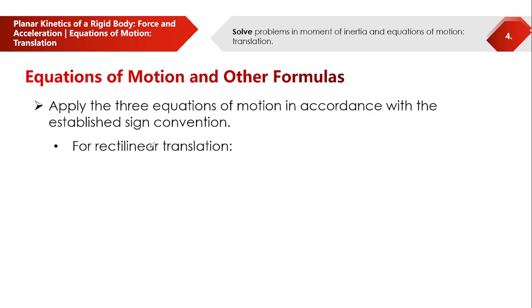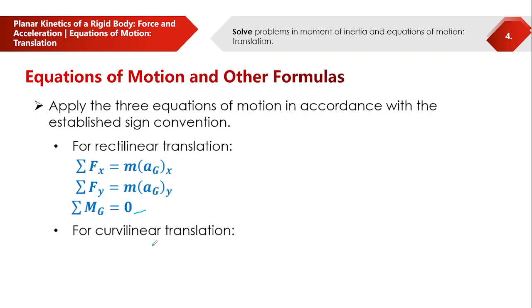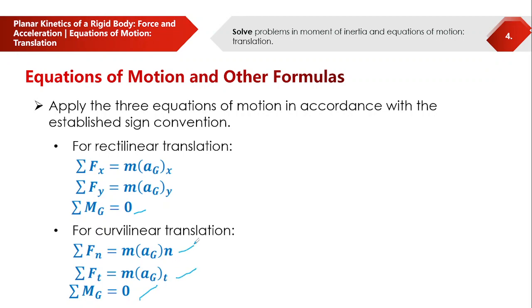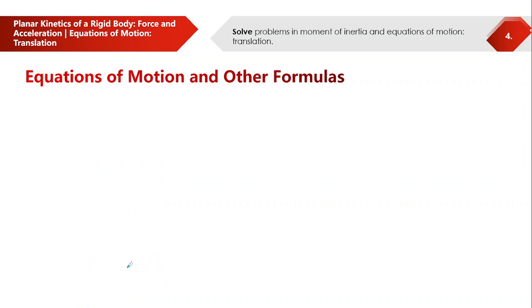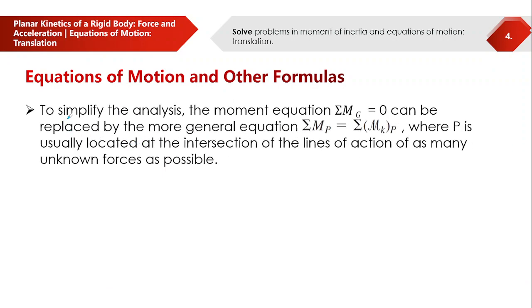Okay? Next, for the rectilinear translation, this will be your scalar equations of motion. Okay? Zero, yung m sub g. For curvilinear naman, zero po din dito. Then you can have up your m sub g, that will be summation of all forces along normal axis, ito yon, summation of all forces along tangential axis, and then summation of all the moments at point G.